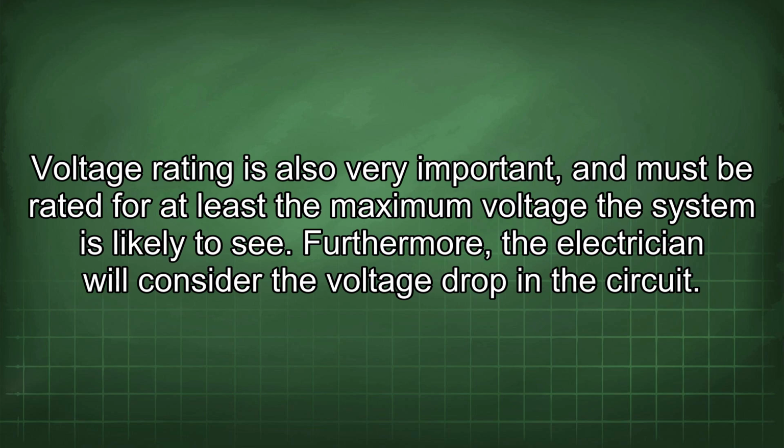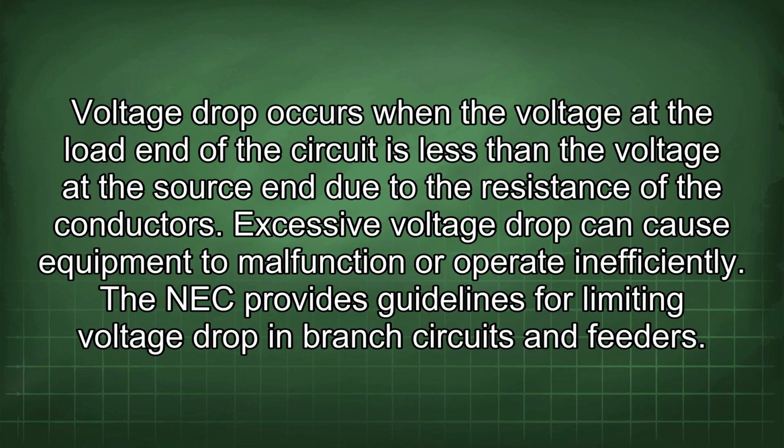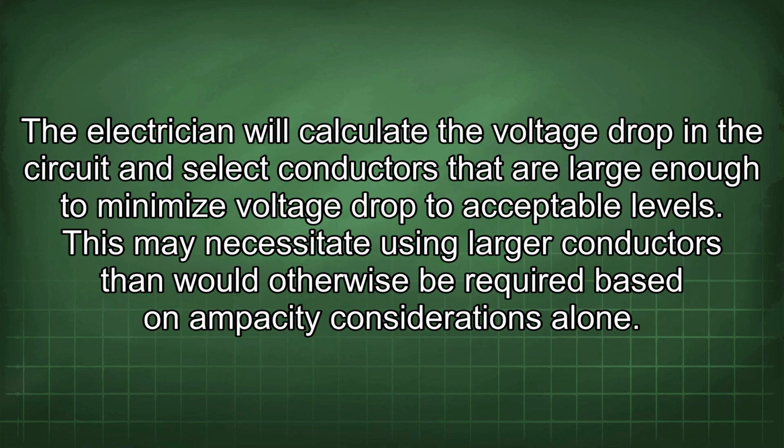Furthermore, the electrician will consider the voltage drop in the circuit. Voltage drop occurs when the voltage at the load end of the circuit is less than the voltage at the source end due to the resistance of the conductors. Excessive voltage drop can cause equipment to malfunction or operate inefficiently. The NEC provides guidelines for limiting voltage drop in branch circuits and feeders. The electrician will calculate the voltage drop in the circuit and select conductors that are large enough to minimize voltage drop to acceptable levels. This may necessitate using larger conductors than would otherwise be required based on ampacity considerations alone.